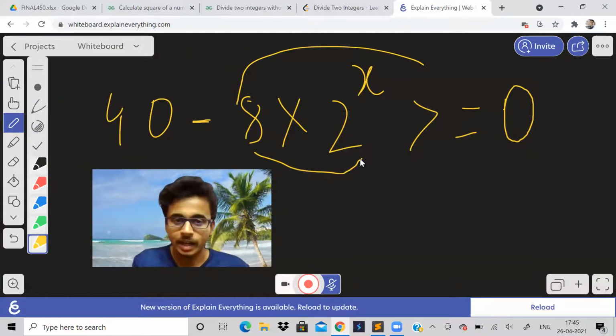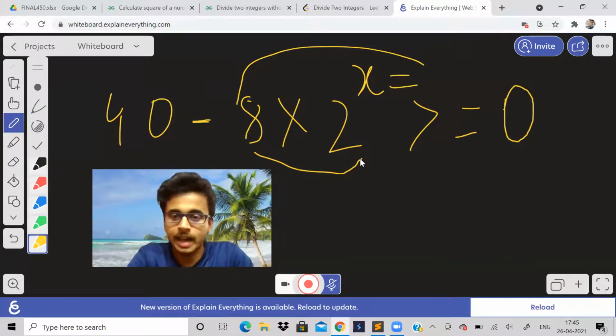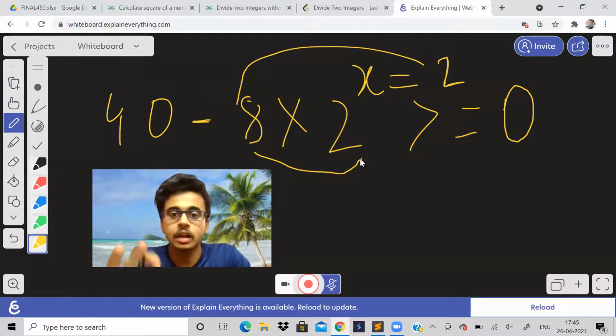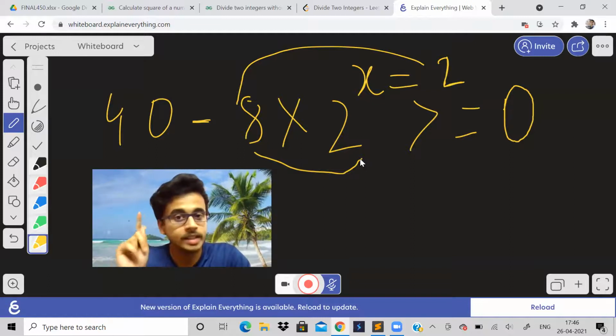After I do that, I can subtract this 8 into 2 power x from 40, and whatever is remaining, I can apply the same method with that number. For example, here, if I take x is equal to 2, okay, now 2 power 2 is 4, 8 into 4 is 32, 40 minus 32 is 8.